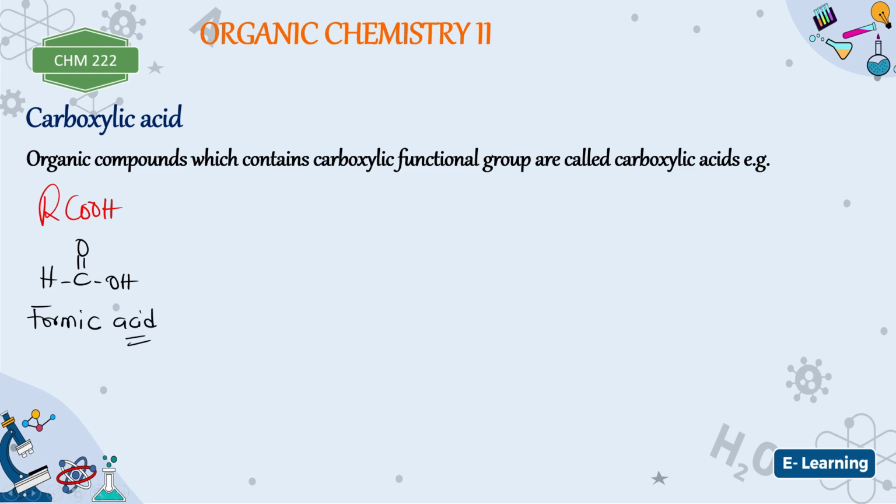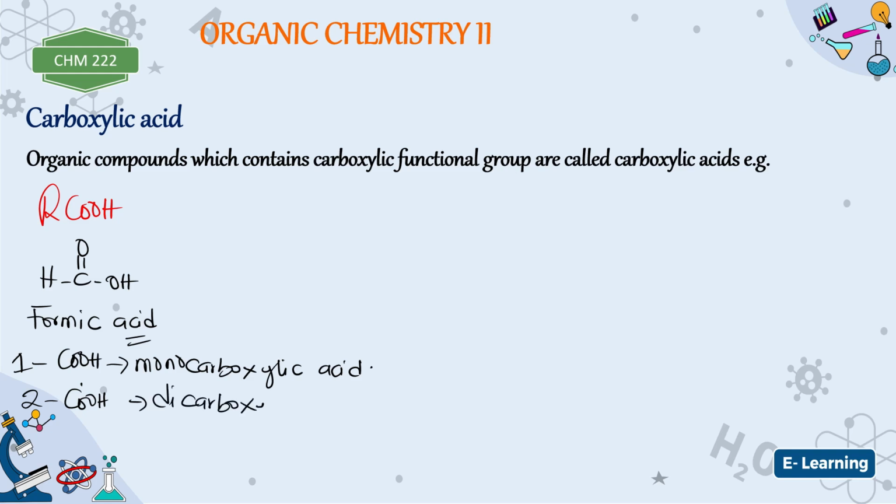Alright, now when compounds contain only one of this COOH group, they are called monocarboxylic acids. However, when the compounds contain two COOH groups, they are called dicarboxylic acids.